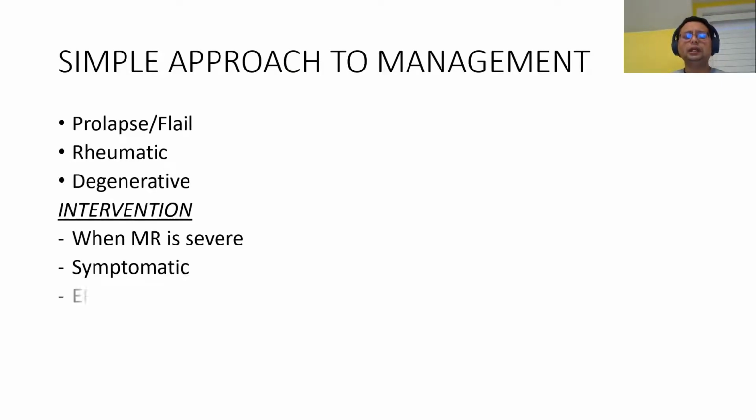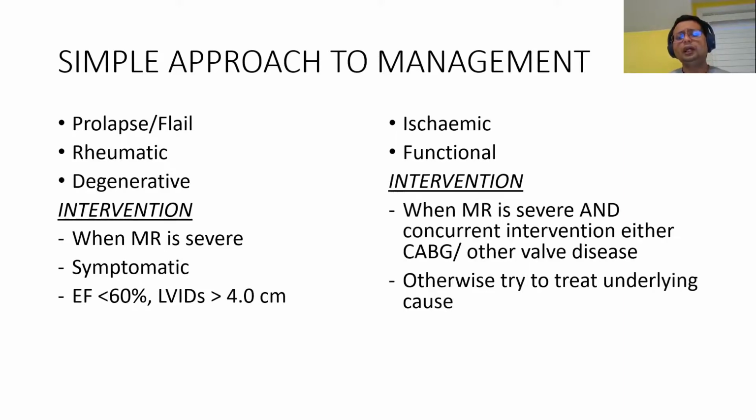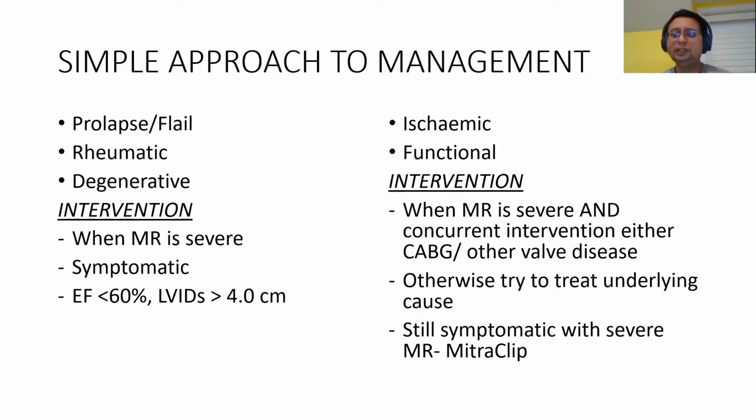All right, so this is what I showed before. Just to summarize, remember we differentiate MR between leaflet problem and non-leaflet problem, and leaflet problem we call primary. The most common is prolapse and flail. In prolapse and flail, we repair unless we cannot repair. In rheumatic and degenerative, usually we can either repair or, more commonly, replace the valve. In primary, we are aggressive. We intervene when MR is severe. We intervene when the MR is severe and the patient is symptomatic. We intervene when the LV starts to decompensate.